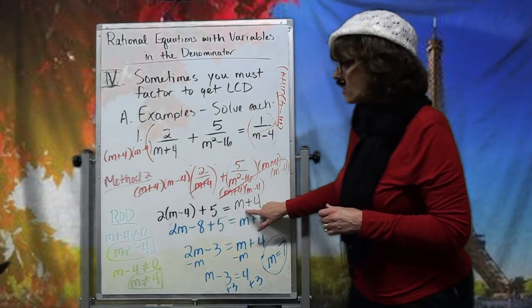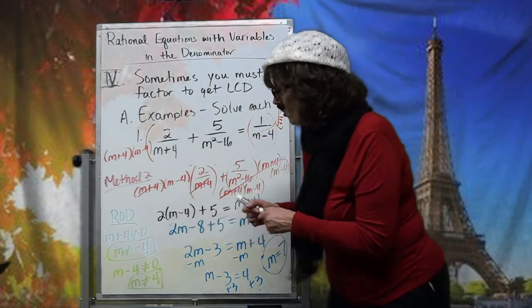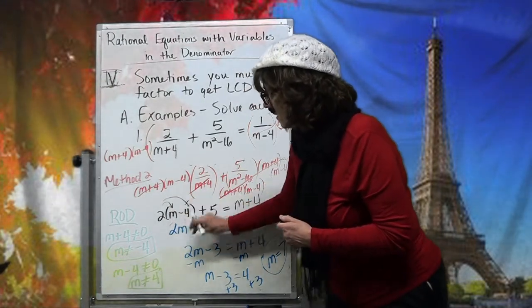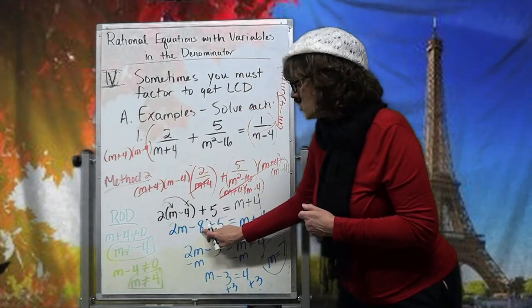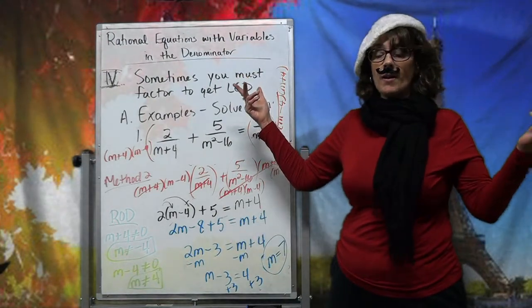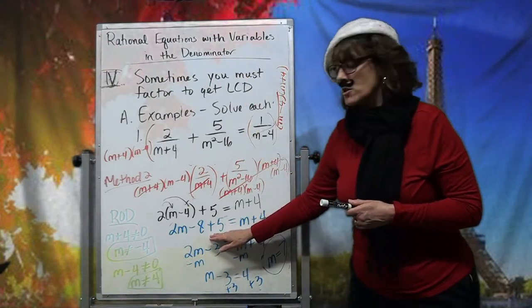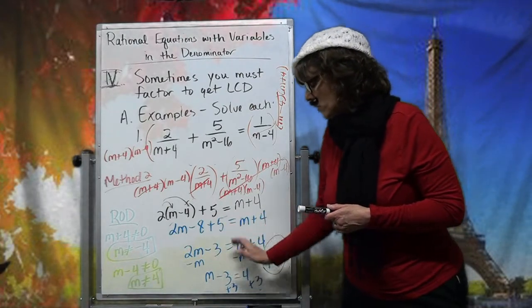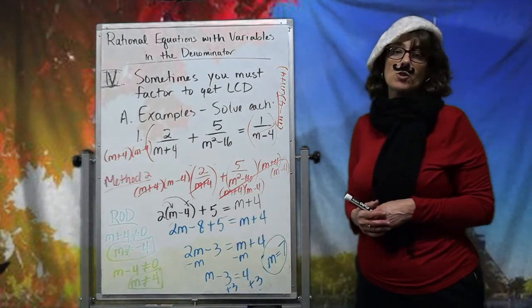Now in this black equation, I will distribute my 2 through. 2 times m is 2m. 2 times negative 4 is negative 8. Plus 5. Voila, there we are. And we've got an equation that we can solve. We combine these two like terms and then we run with it and get the same exact solution.